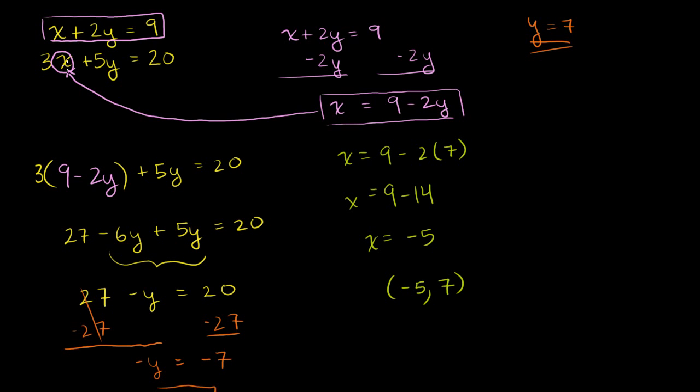3 times negative 5 is negative 15, plus 5 times y, plus 5 times 7. So negative 15 plus 35 is indeed 20. So this satisfies both equations. If you were to graph both of these equations, they would intersect at the point negative 5, comma 7.